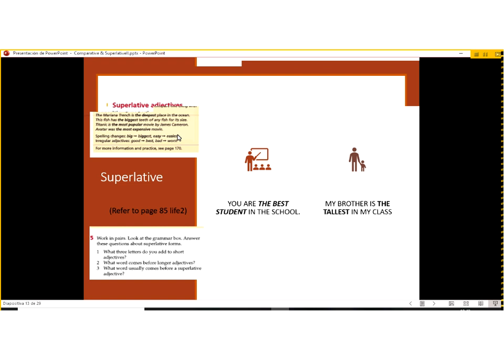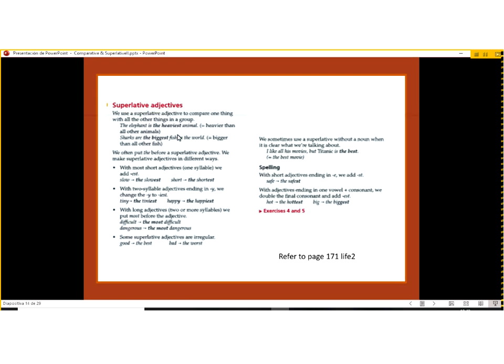Now, the superlative adjectives, yes, are used to compare one thing with all the other things in a group. For example, the elephant is the heaviest animal. Yes? So in all the kingdom of animals, the elephant is the heaviest one. Sharks are the biggest fish in the world. Yes? Then, the rules here are very, very similar to those when you do the comparatives.